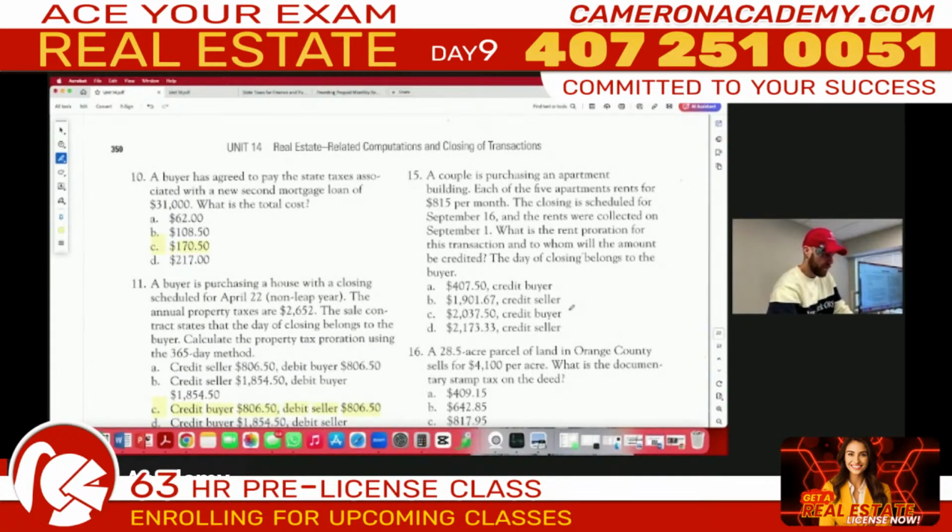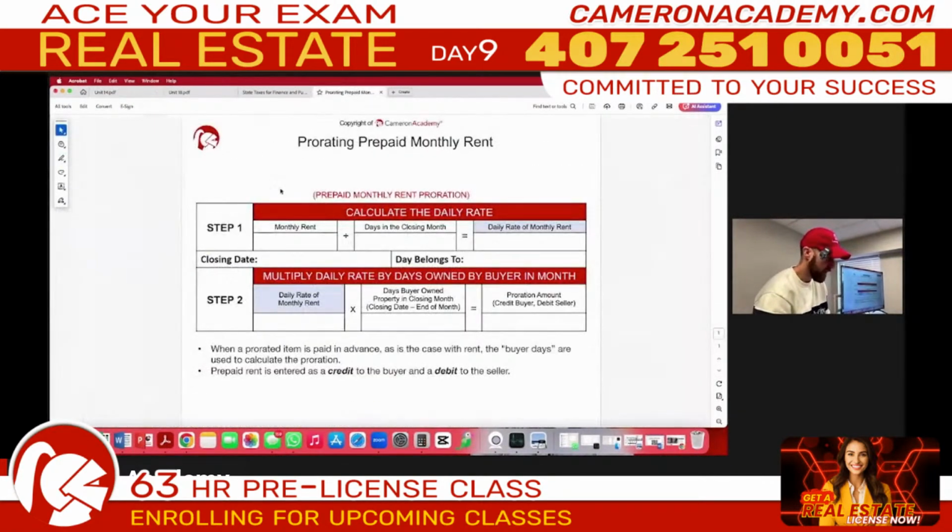Each of the 5 apartments rents for $815 per month. The closing is scheduled for September 16th, and the rents were collected on September 1st. What is the rent proration for this transaction, and to whom will the amount be credited? Day of closing belongs to the buyer. This is how we figure it out.